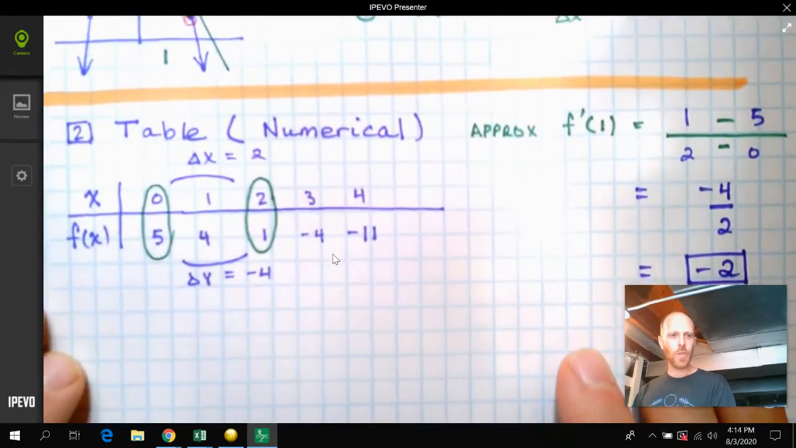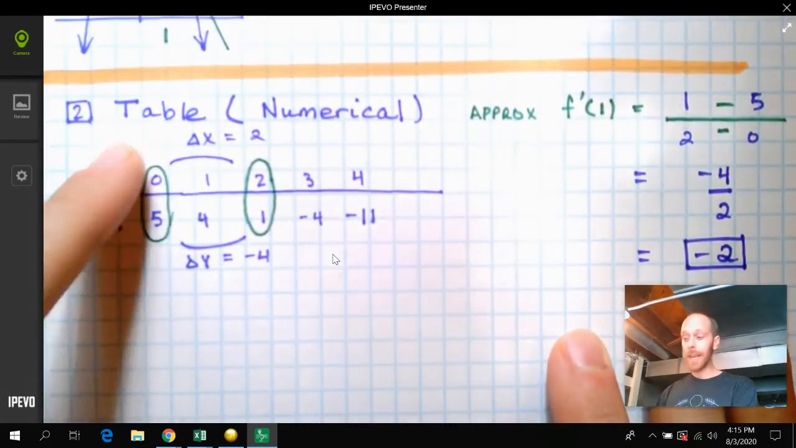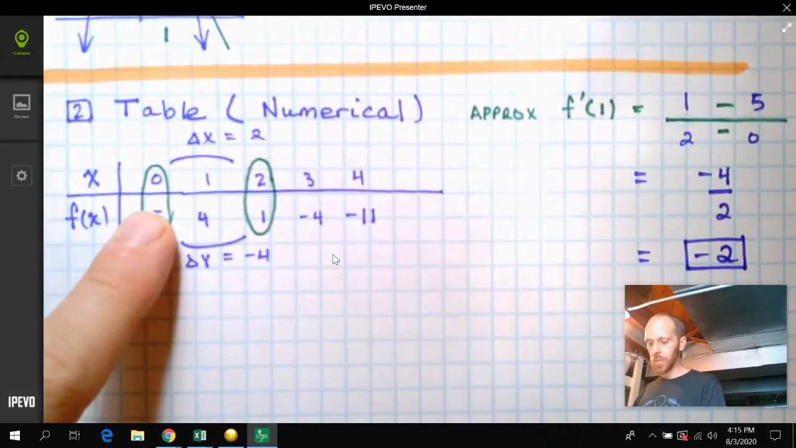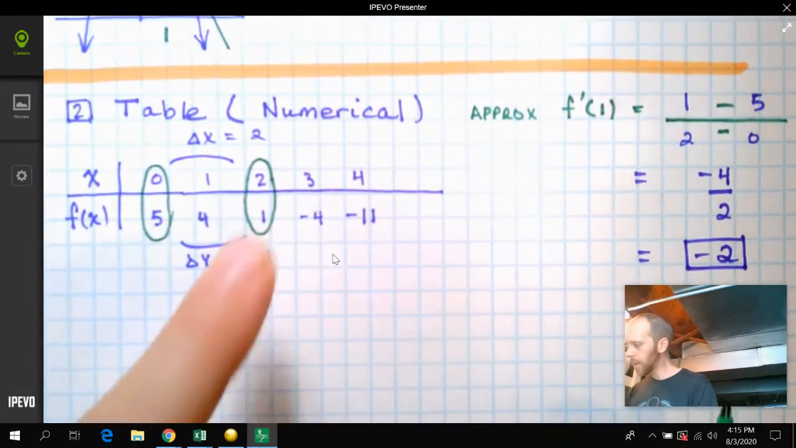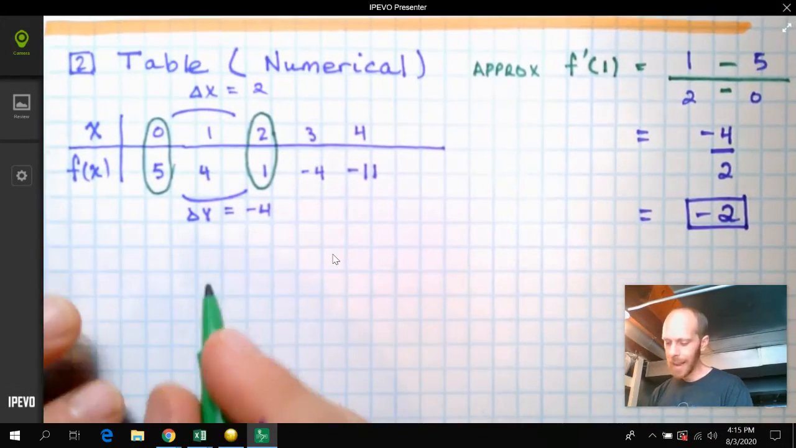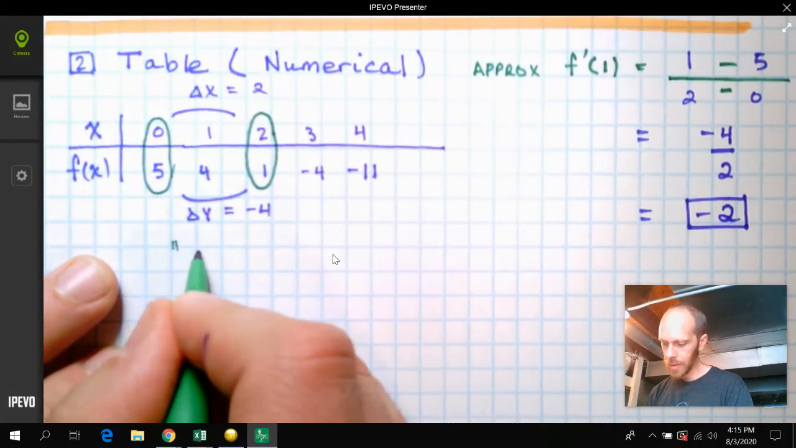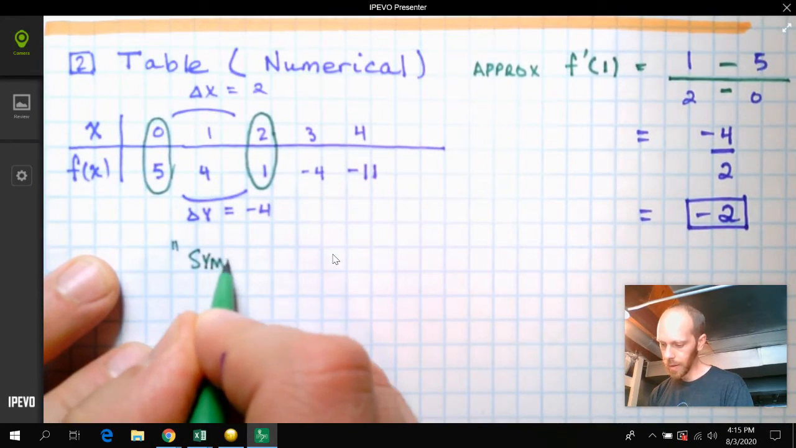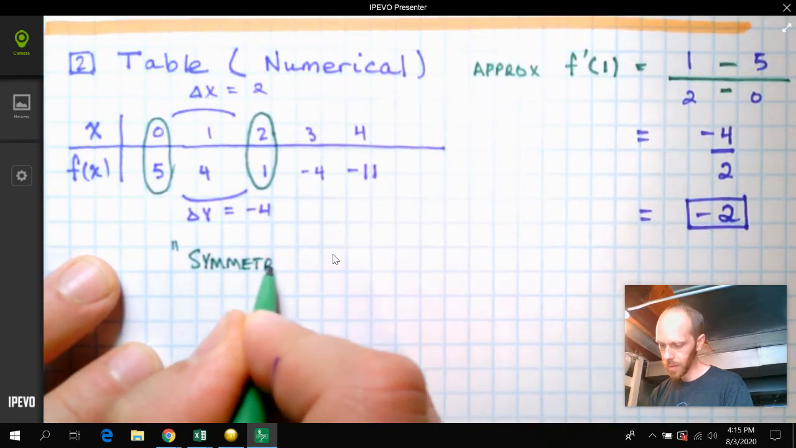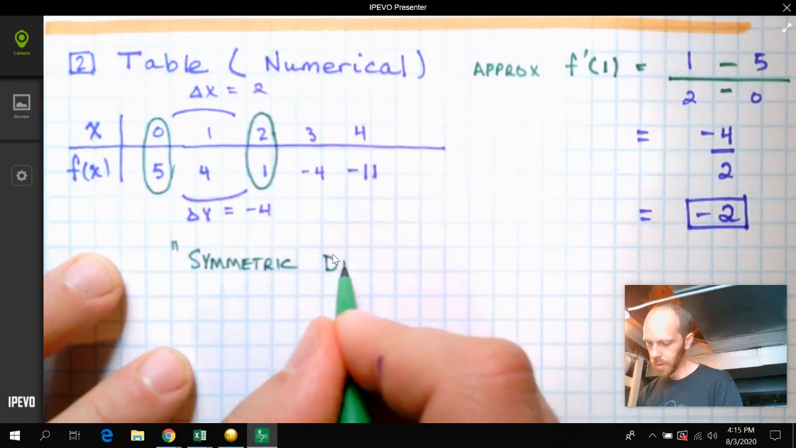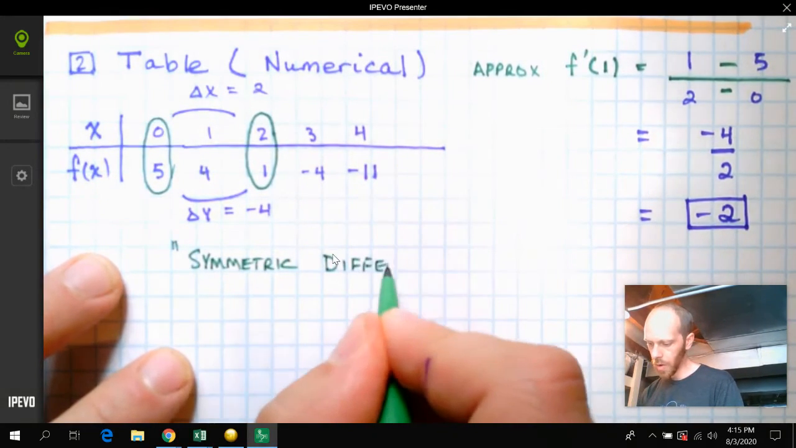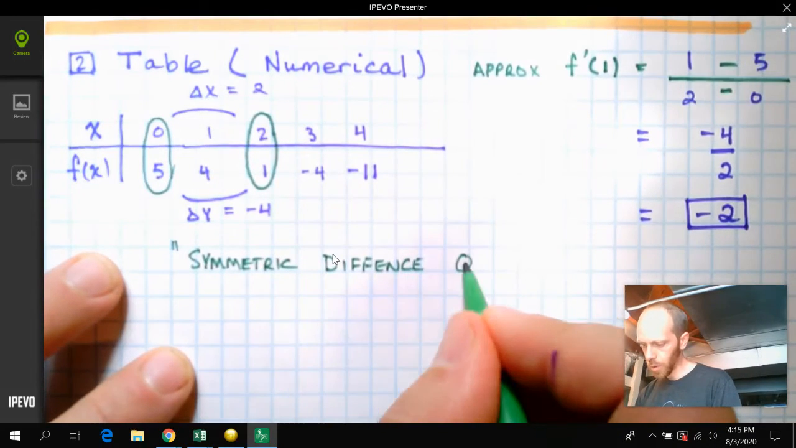All right. So the moral of the story is that anytime you're working with a table, you're going to pick one value that's smaller and one that is larger. This has a name. This is called a symmetric difference quotient.